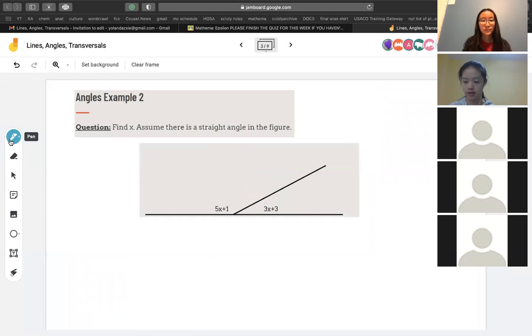Okay, for the second example, find the value of x and assume that there's a straight angle in this figure. And those expressions are the values of the angles, except in terms of x.